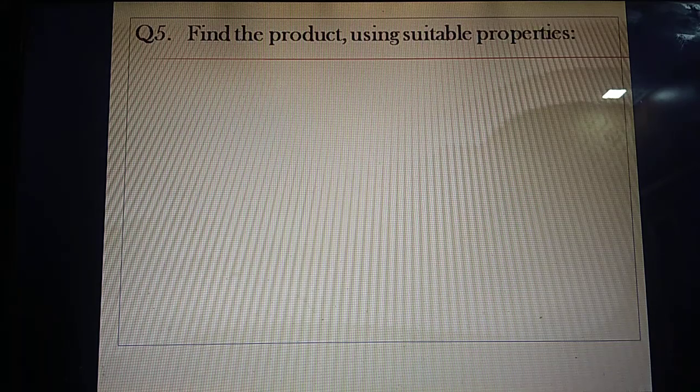Today we will continue with the same exercise 1.3. Continue with question number 5. Find the product using suitable property. So, in the last class, I explained to you a number of properties. We are supposed to use those properties while finding out the product.